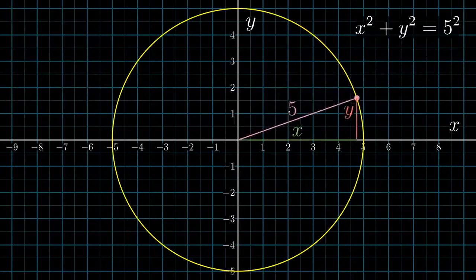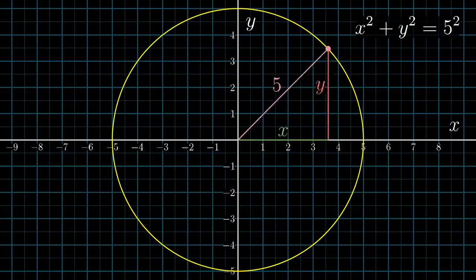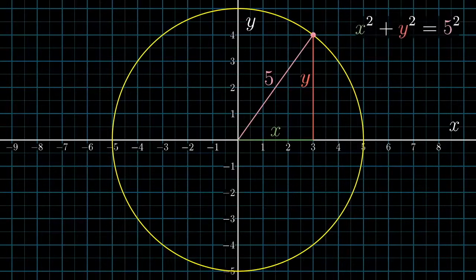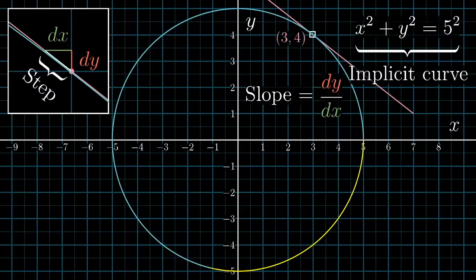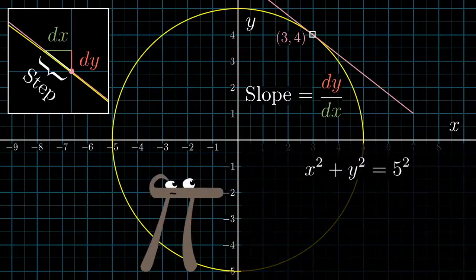It's just the set of all points, xy, that satisfy some property written in terms of the two variables, x and y. The procedure for how you actually find dy dx for curves like this is the thing that I found very weird as a calculus student. You take the derivative of both sides like this. For x squared, you write 2x times dx, and similarly y squared becomes 2y times dy. And then the derivative of that constant 5 squared on the right is just 0.